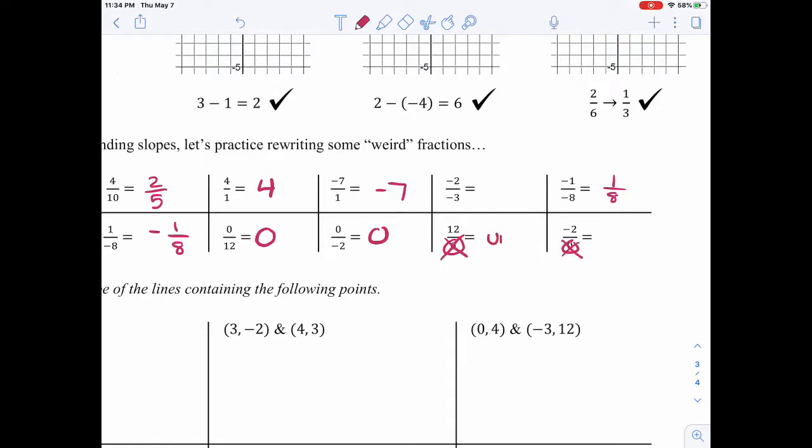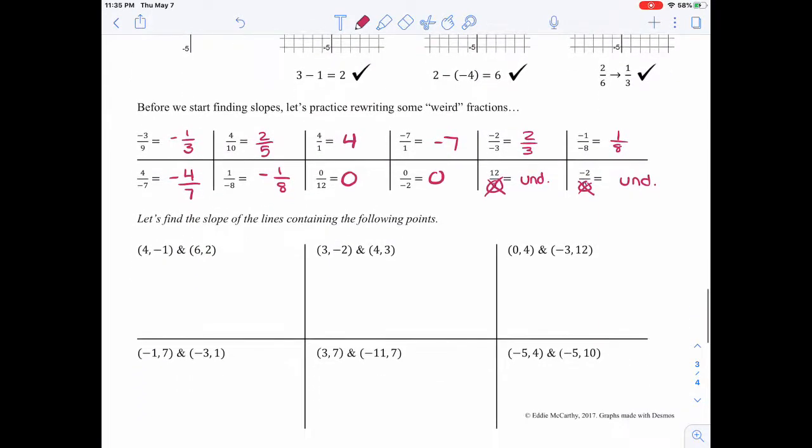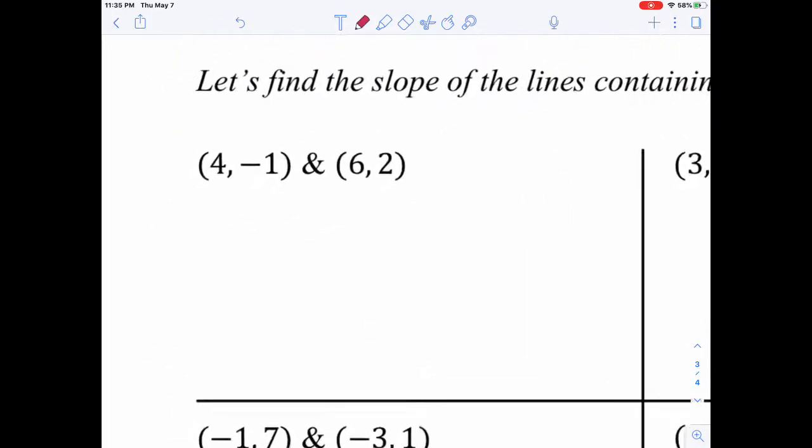That's when you have your undefined slope, okay? So you can shorten it with that UND if you'd like. Okay, so there, I went ahead and finished those all out, okay? Now, practicing finding slope. Let's look at this first example here.